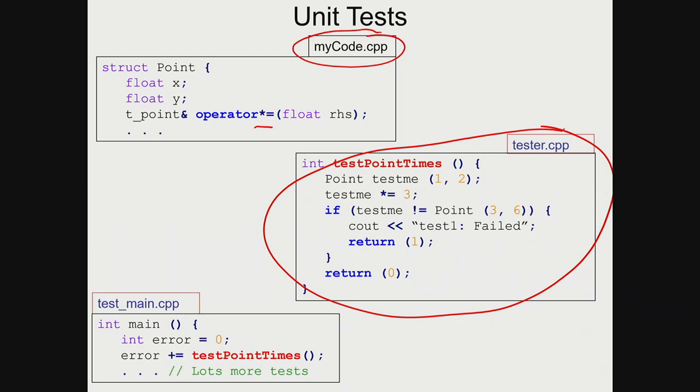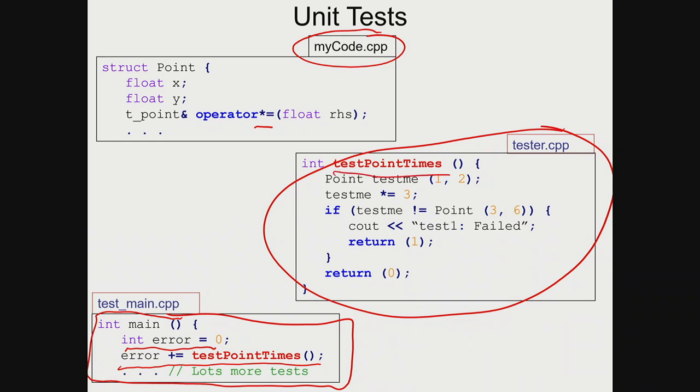So in order to run my unit tests, I actually need to compile my program a little differently. What I do is I have a main function, okay? We can only have one main function in any program. So here I've got a main function that is just going to run unit tests. It's not interesting or useful to an end user at all. This is just for developers. So it basically says the number of errors is 0, and then it says increment the number of errors by whatever came from this test point times routine.